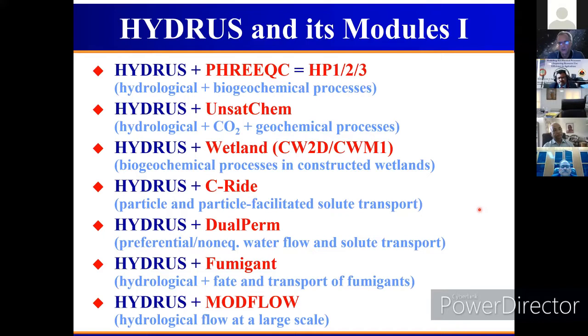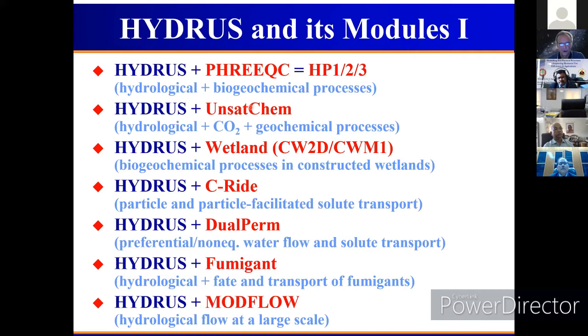So our most complex model, which we are developing, is this HP1 module, where we coupled HYDRUS with PHREEQC. And PHREEQC is a biogeochemical model, which can consider many biogeochemical processes and reactions. And then we can simulate very complex geochemical systems. The second model is the UNSATCHEM model, and I will give you a little bit more details about that model.